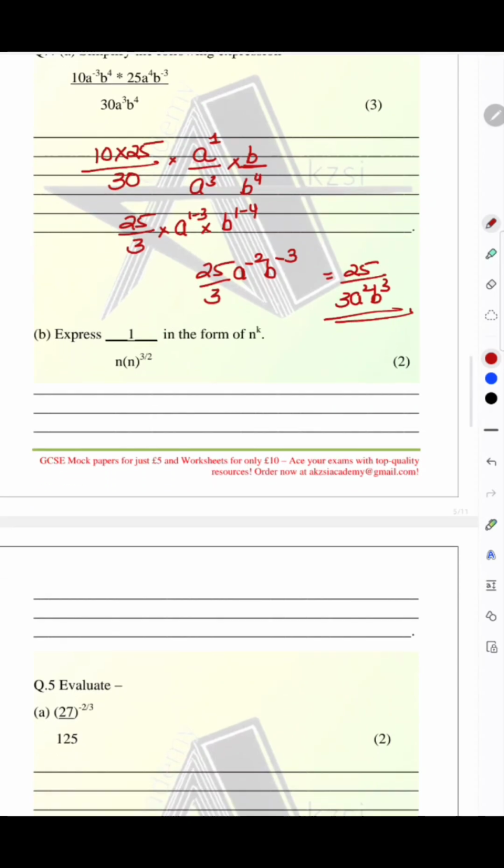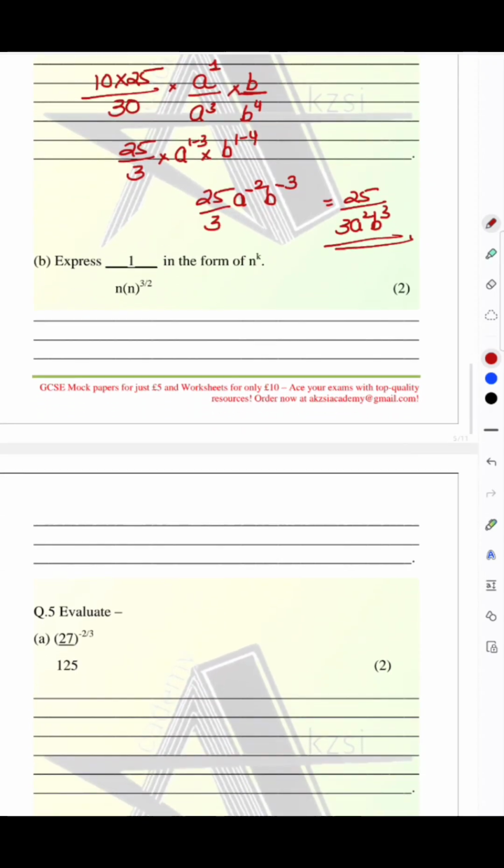Part B says 1 over n times n to the power of 3 over 2, and we have to write it in the form of n to the power of k. So obviously in the denominator we can clearly see there are two indices having the same base number, different powers, getting multiplied, which means keep n as it is. This means it's n to the power of 1, so I just need to add the powers. So this can be written as 1 over n to the power of 5 over 2.